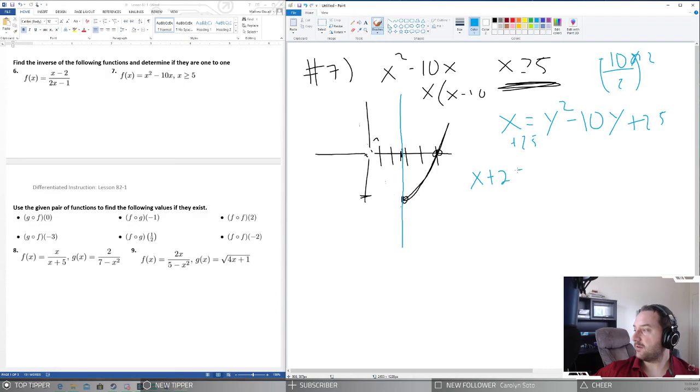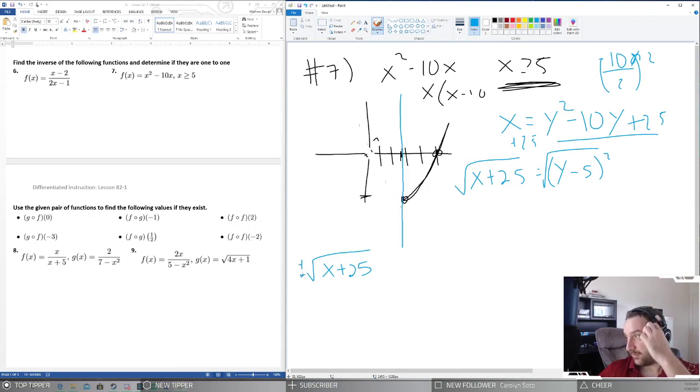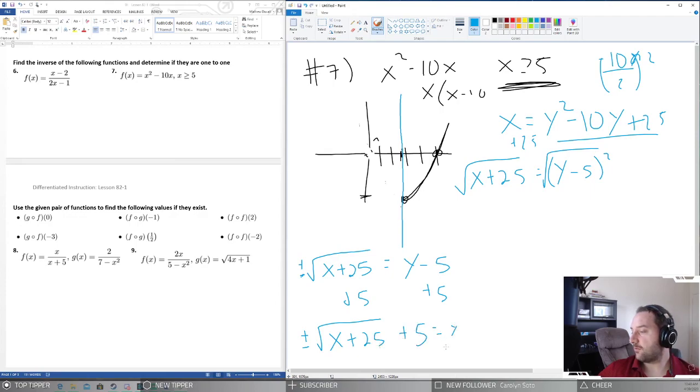So I'm going to get x plus 25 equals, now this factors, y minus 5 squared. Now I can square root both sides. So I'm going to get the square root of x plus 25, plus or minus, and you're going to see this here in a second. So we get plus or minus, and then we're going to get y minus 5, and so I'm going to add 5. So you're going to get plus or minus the square root of x plus 25, plus 5, equals y.